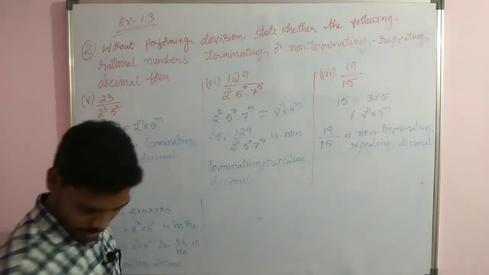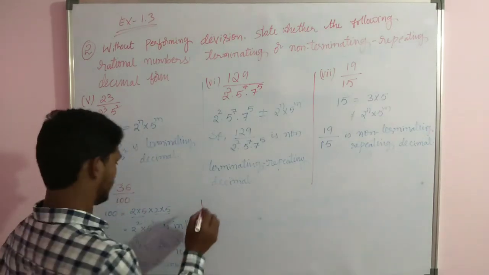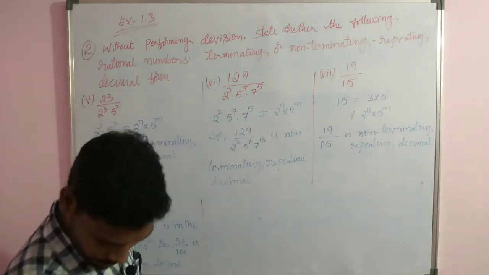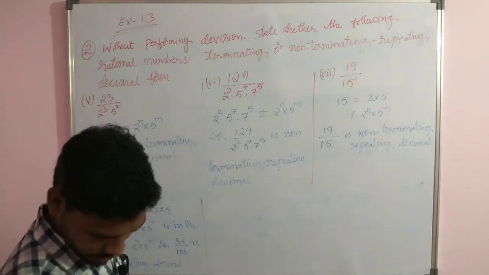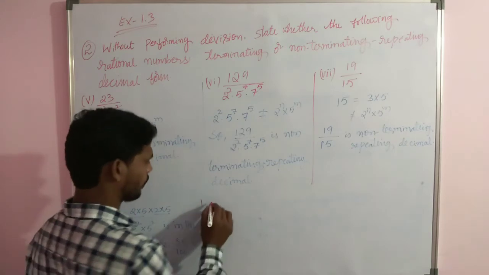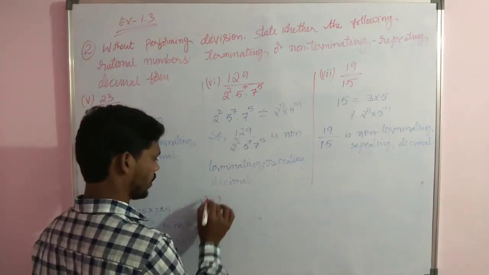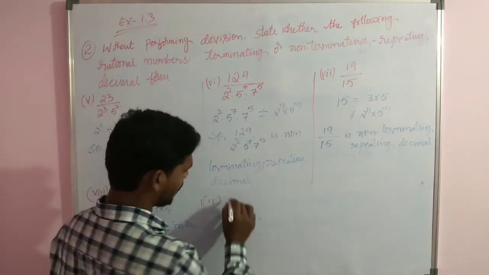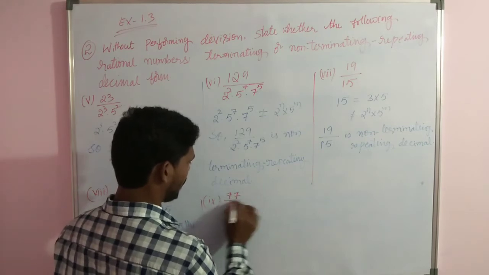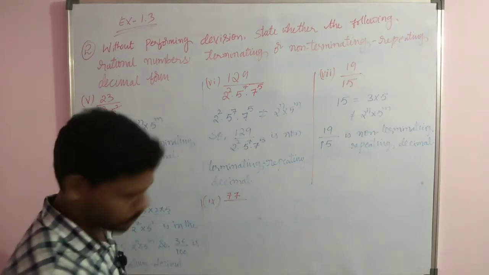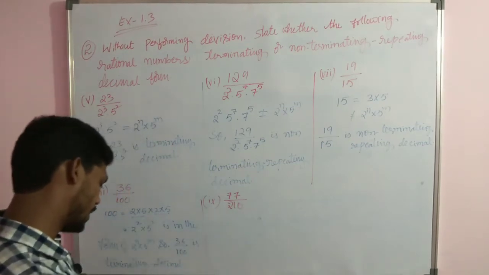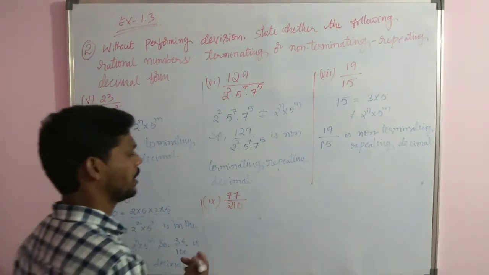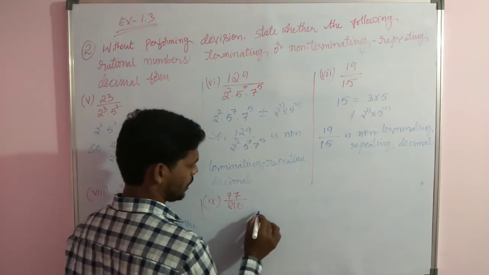Next one, the 8th one, after that is 9 by 15. Okay, the 9th one, 77 divided by 210. Here the denominator is 210.